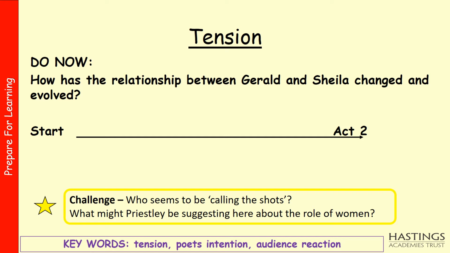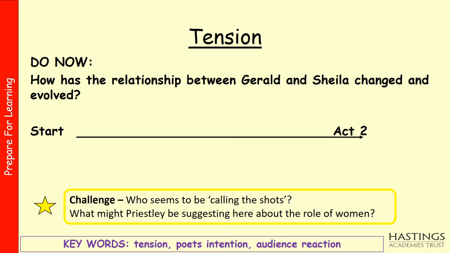I'm going to be doing the next 2 lessons with you for An Inspector Calls course. So we're following on from what Miss Purcell has been doing with you this week. Today we're going to be looking at tension in the play so far. For your Do It Now, I just want you to have a think about the relationship between Gerald and Sheila and how it has evolved and changed from the beginning of the play up until now, where we are in Act 2.